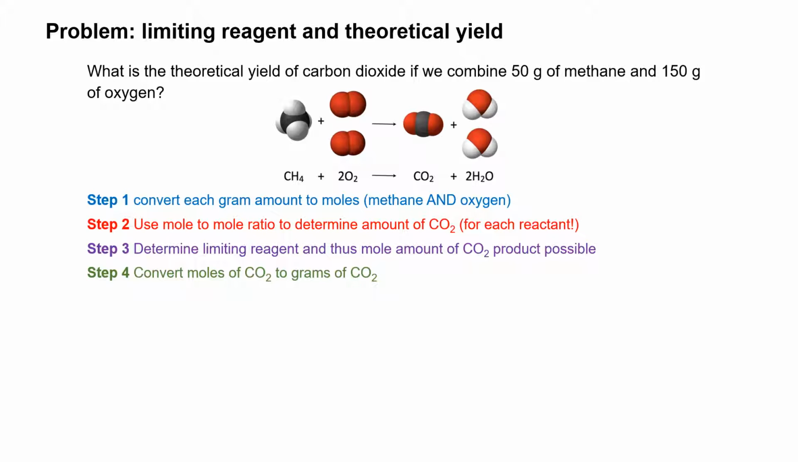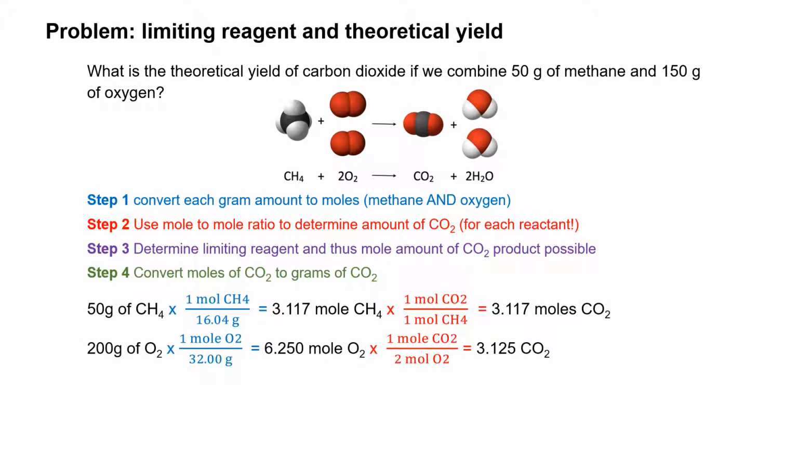Then you can use the mole-to-mole ratio, just like we did for water, to determine how much CO2 could possibly be formed for each reactant. Then we're going to be able to see in step 3 what the limiting reagent is, because whichever reagent produces the fewest moles of CO2 is the limiting reagent. And then finally, since we want to know, based on that limiting reagent analysis, how many moles of CO2 we could possibly form, we can convert that back to grams of CO2.